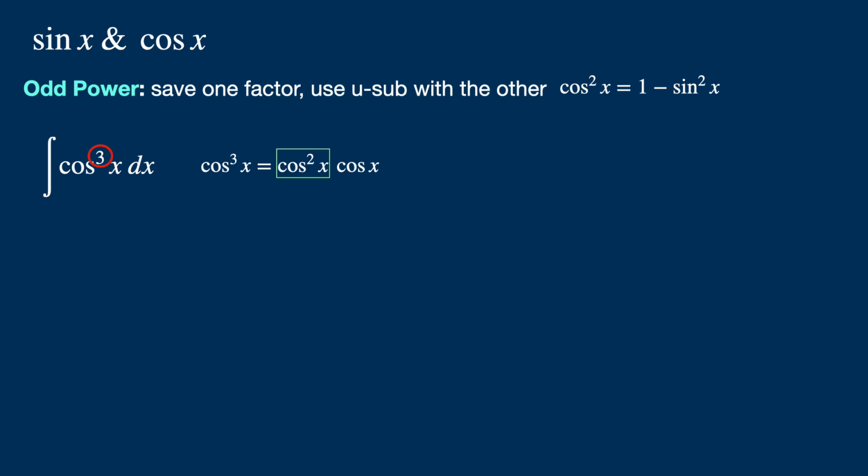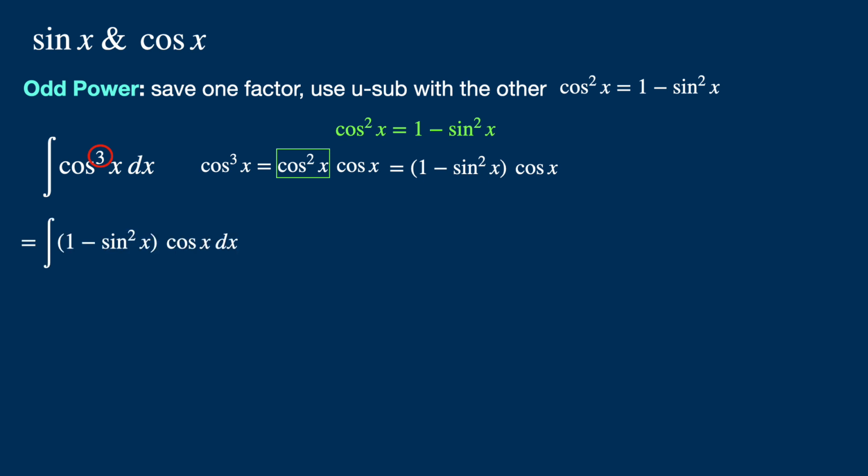Then cosine square x is replaced with the Pythagorean identity 1 minus sine square x. So in that case, you have 1 minus sine square x times cosine x. Then you have the integration, change it. Integral 1 minus sine square x cosine x dx. Now, what is u this time? Can you guess? U gonna be sine x, du gonna be cosine x dx. You're gonna substitute integral 1 minus u squared du.